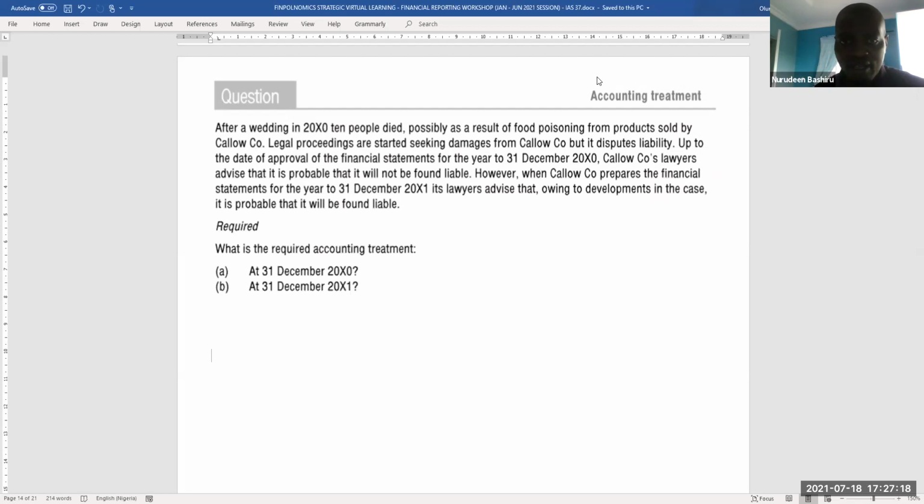However, when there are additional proceedings in respect of the case, Caloco's lawyer advised that it is probable that Caloco will be liable to pay damages as a result of the death of 10 people who suffered from food poisoning. And at 31st December 20X1, due to the available information, Caloco is now expected to make provision for the liability in the financial statements, since it is probable that Caloco will be liable for that damage.